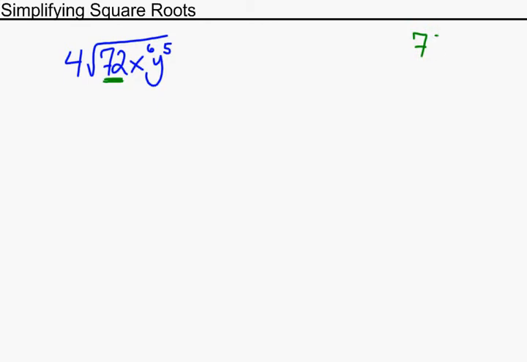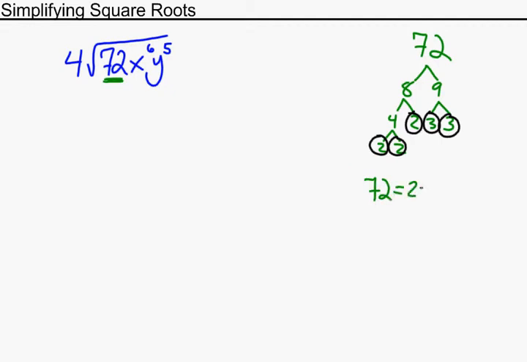I take the number 72 and begin to do a factor tree on it. The key thing to do in a factor tree is that whenever you're done, you have only prime numbers at the bottom of your factor tree. So in this case, it's really 3 2s and 2 3s. So I could rewrite the number 72 as 2 times 2 times 2 times 3 times 3, or I could make that 2 to the third times 3 squared.